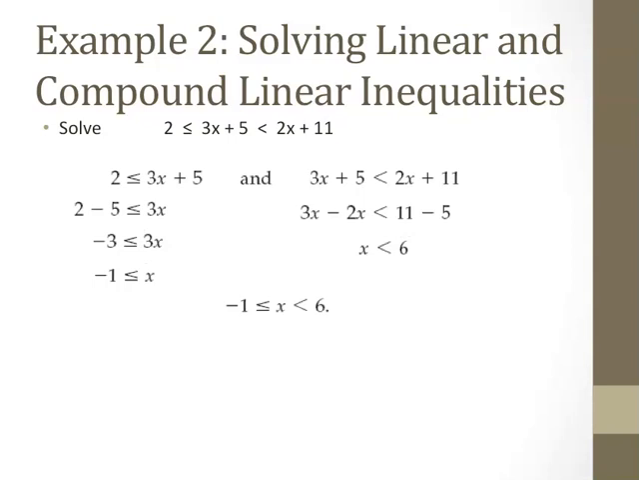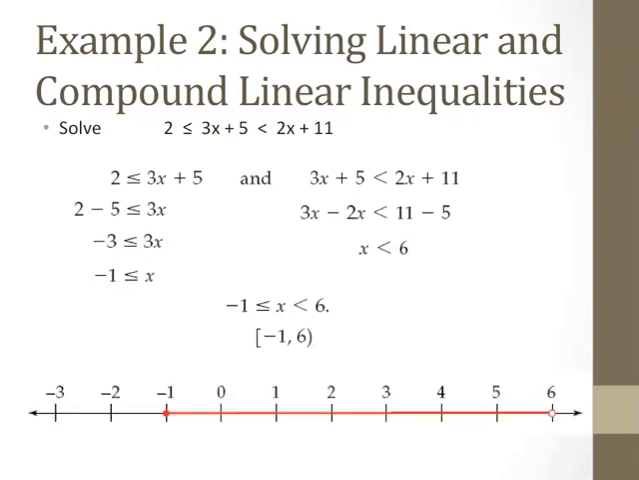Now let's write that in interval notation. So we have a square bracket on the -1, a parentheses on the 6. So we have -1, comma 6. Now on a number line, the way we would graph this is we would put an open circle when it's not equal to that point, but a solid circle when it is equal to that point. So in this case, it is equal to -1, but it is not equal to 6. And then we shade everything in between, because it is the set of real numbers between -1 and 6, including -1, but not including 6.